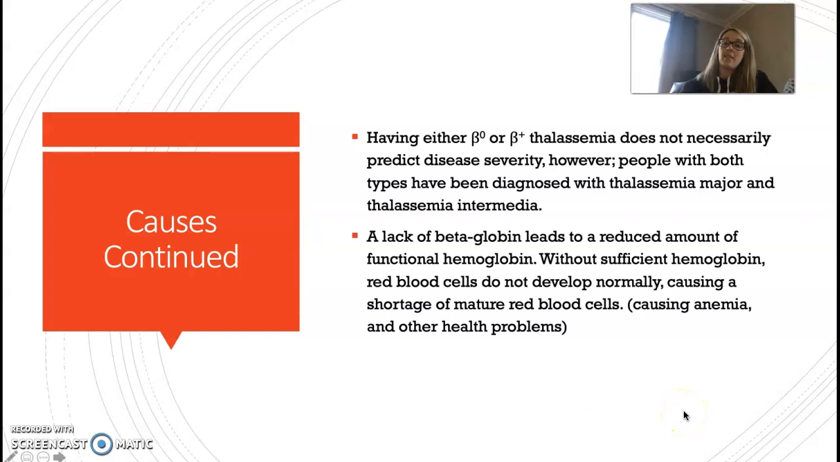With that, this lack of beta globin leads to a reduced amount of functional hemoglobin. Obviously, without sufficient hemoglobin, red blood cells can't develop normally, which causes a shortage of mature red blood cells, causing all sorts of other issues besides anemia, all different other health problems we can get into. Sickle cell anemia obviously being one of the big things to be concerned about.